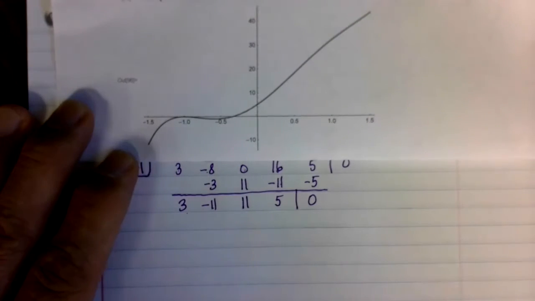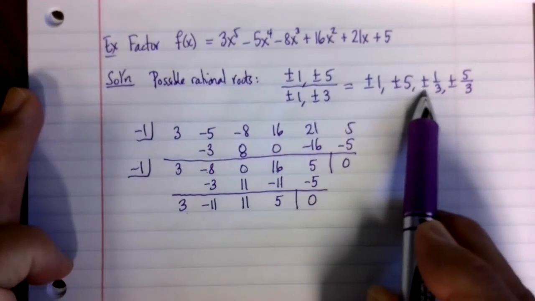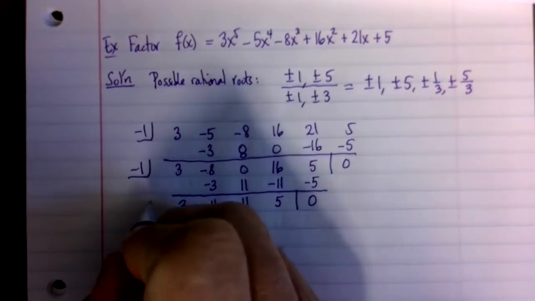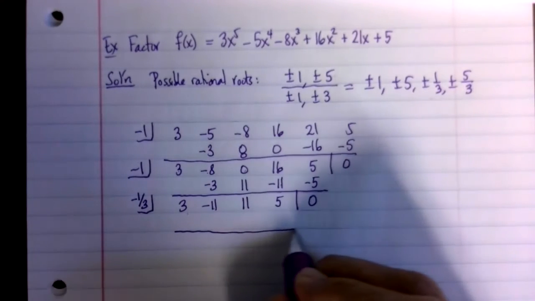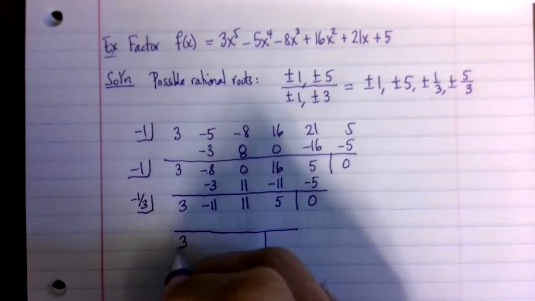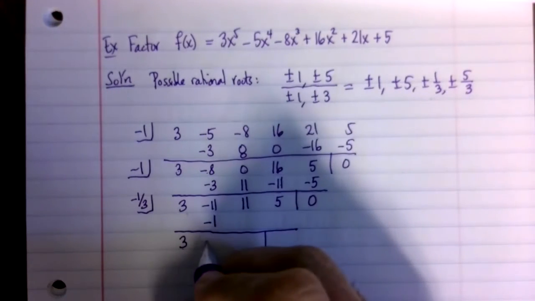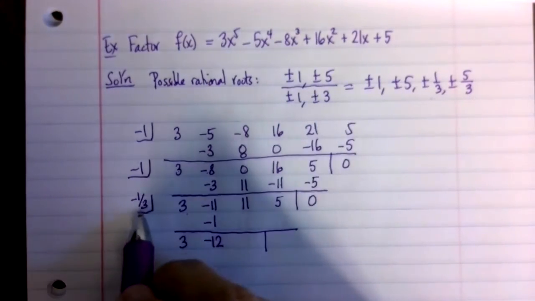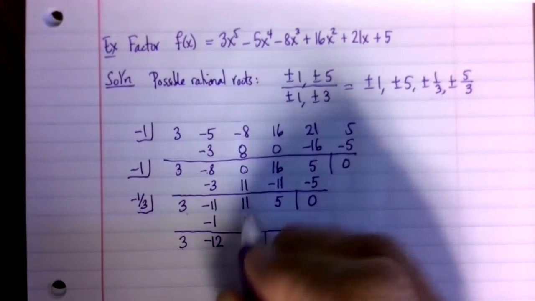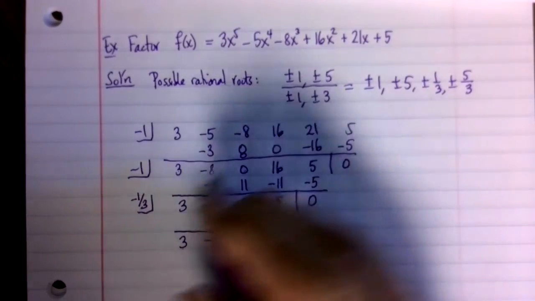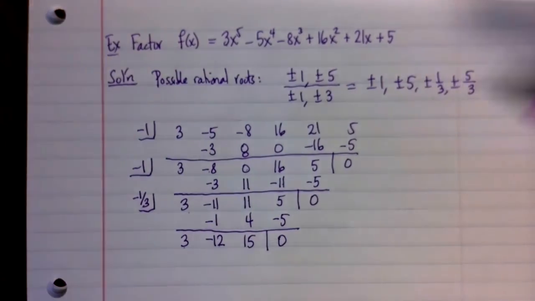So that makes me hopeful that -1/3 is the other one. So looking at my possible roots, the only other rational root that might work is -1/3. Now the graph does not prove that it works, but it makes me think that it works. So let's try -1/3. 3 times -1/3 is -1. -11 plus -1 is -12. -12 times -1/3 is +4. 11 plus 4 is 15. 15 times -1/3 is -5, and I get 0 as my remainder again.